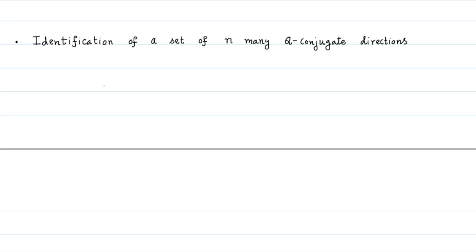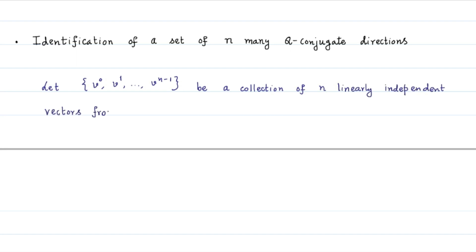So we proceed as follows. Let's suppose this set of vectors, say v0, v1 till v(n-1), be a collection of n linearly independent vectors from R^n, and the matrix Q, as usual, is a symmetric n by n matrix that is positive definite.